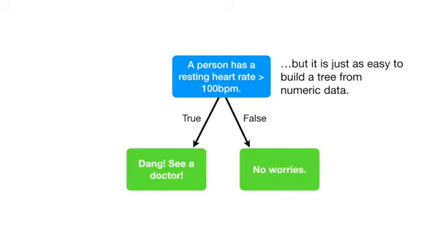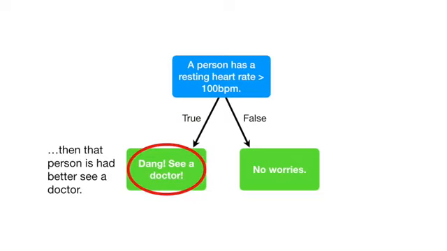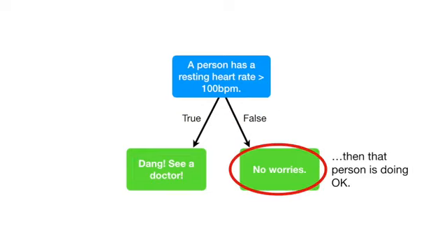But it is just as easy to build a tree from numeric data. If a person has a really high resting heart rate, then that person had better see a doctor. And if a person does not have a super high resting heart rate, then that person is doing okay.